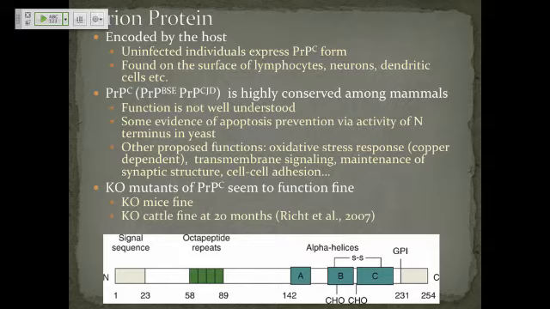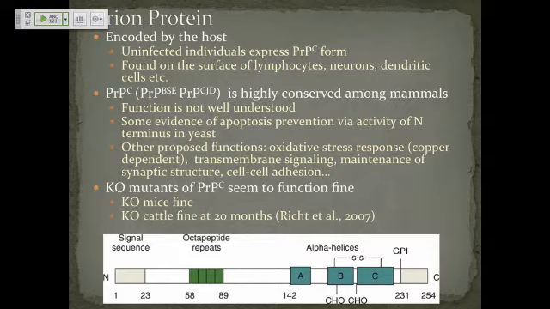You find these prion proteins in most mammals. As we talked about earlier, this would be the cellular form. If you have the PrP BSE form, you have mad cow disease. If you have the PrP CJD form, you have Creutzfeldt-Jakob disease. The function of what it does in these mammals is not well understood.